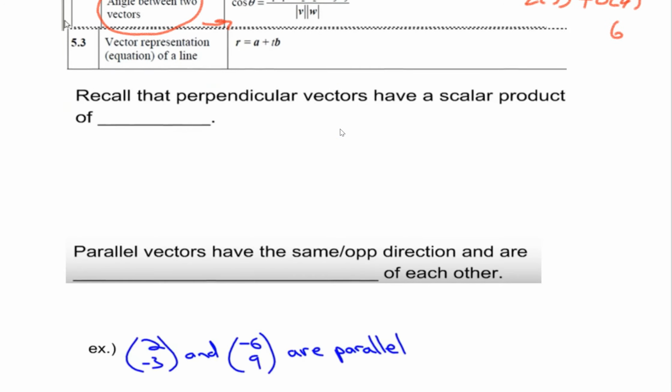Vector representation of a line, we're going to deal with this a lot, the whole second half of vectors, but in general, you should know that the first thing is the initial point, and b is a direction vector. Again, we'll talk about this way more in a second.